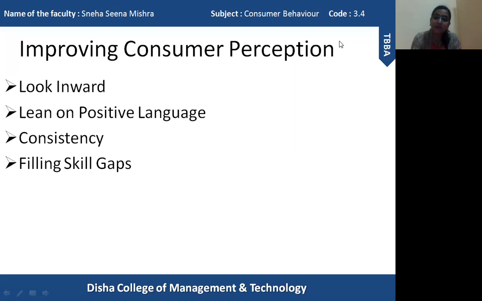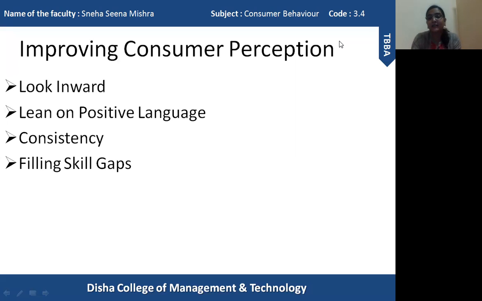Make them understand about the company and about the product, make them feel comfortable. They must understand that their opinions and suggestions are being heard by the company, and that the company is working on it to make our life easier and better. That kind of skill gap must be filled. They need to train their employees properly, train their marketers properly, so that they can understand this aspect of the consumers and then focus on improving the perception.